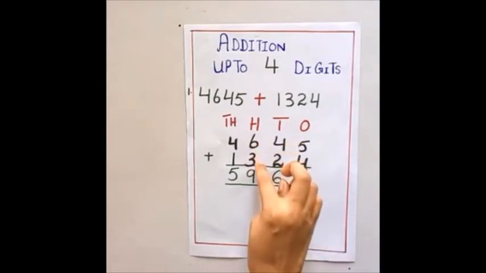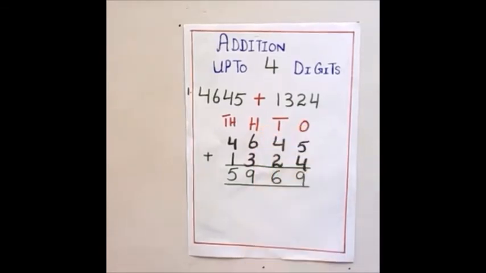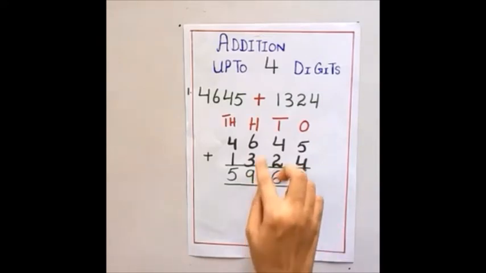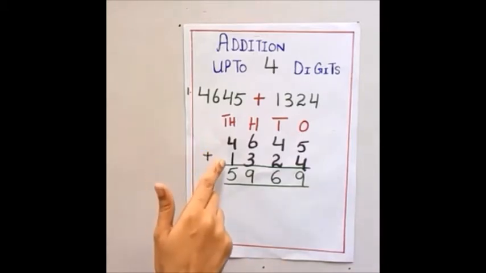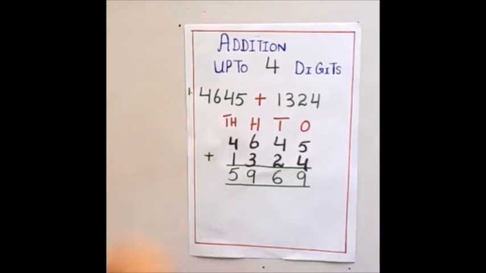Then there is 6 and 3 under the hundred place, so 6 plus 3 is 9, so I will write 9 under the hundred place. Then there is 4 and 1 under the thousand place. So 4 plus 1 becomes 5, so I will write 5 under the thousand place.